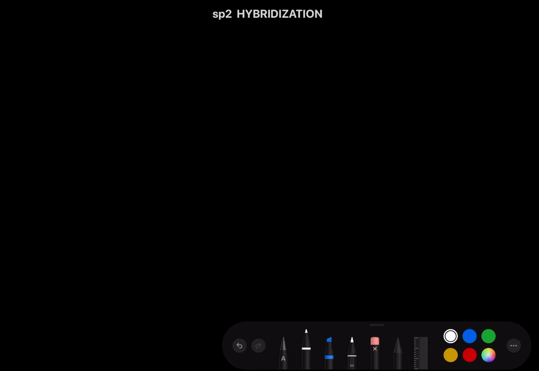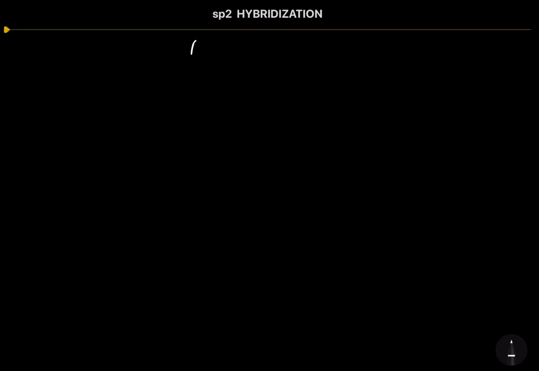My dear students, today's topic is sp2 hybridization. For sp2 hybridization, let's take an example of boron trichloride, BCl3. Before doing that, let's make the Lewis structure of BCl3.